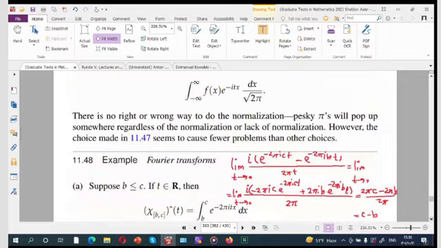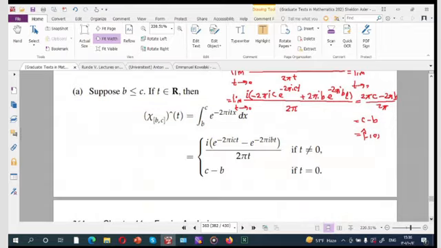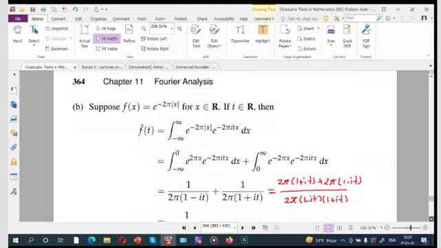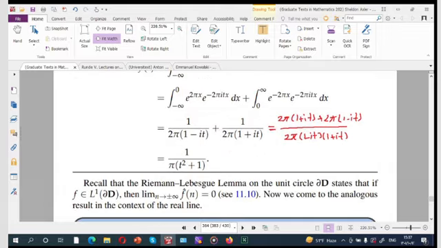And we saw this example: the Fourier transform of this characteristic function equals this. And also we saw this example: the Fourier transform of this function equals this.